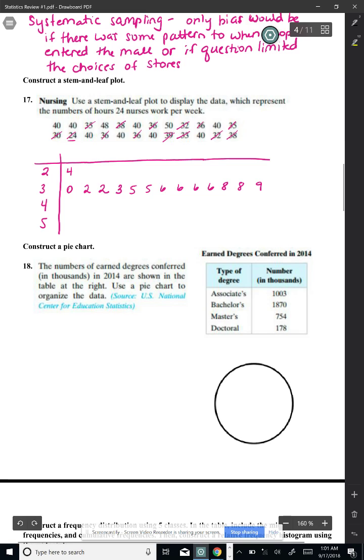And then moving to the 40s, we have 1, 2, 3, 4, 5, 6, 7, 8 40s. So that means we'll put 8 zeros across here. And then we have a 48. And then we have the 50.